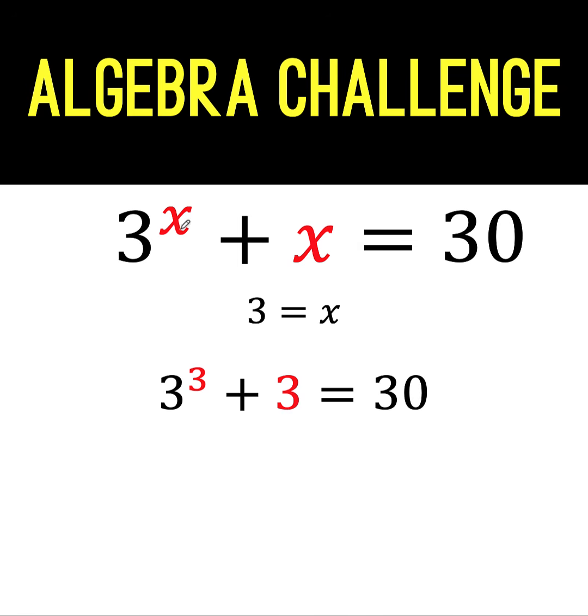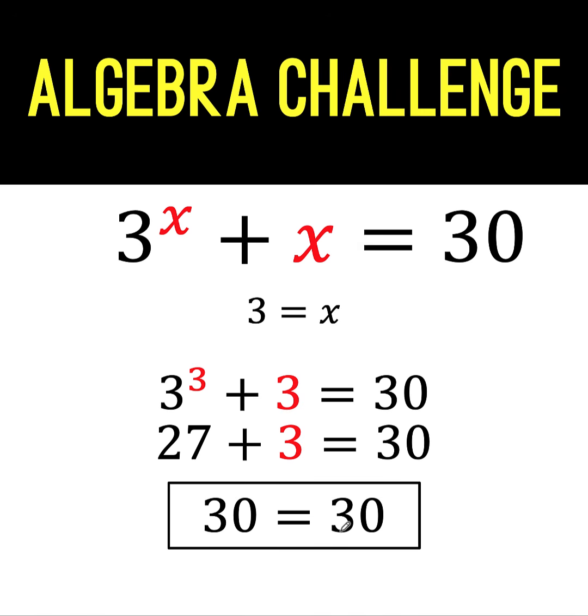And to check if our answer is correct, we substitute 3 to the variable x. So we have 3 to the third plus 3 equals 30, and 3 cubed is 27 plus 3 is indeed equal to 30. And it's verified that our answer is correct.